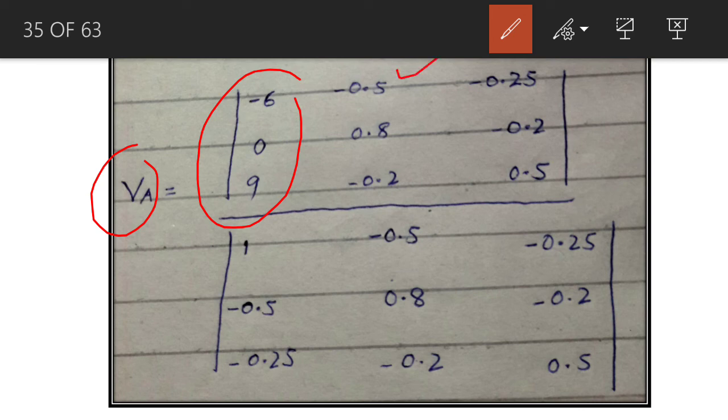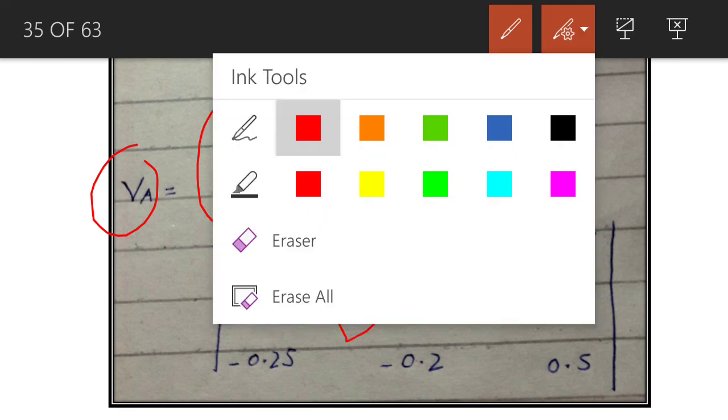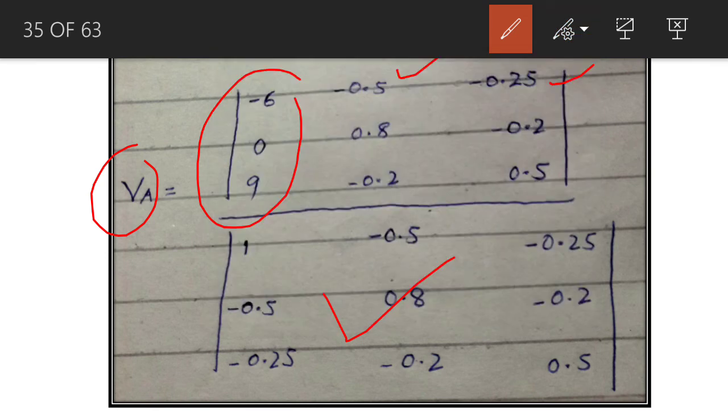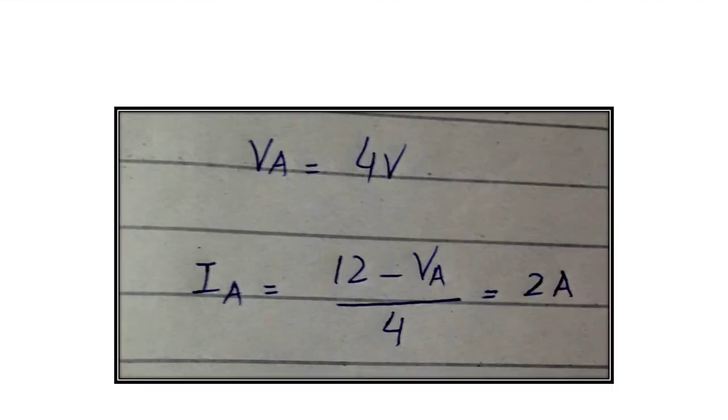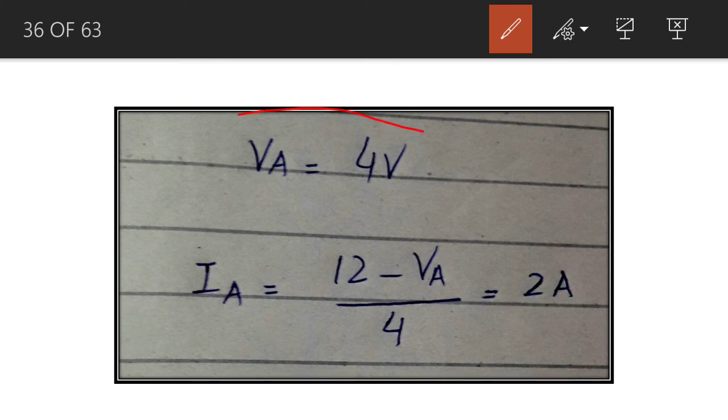The second column as well as the third column remains unchanged. We divide this determinant by the determinant of the G matrix, so we get the value of VA. So VA comes out to be 4 volt, and then we calculate IA.